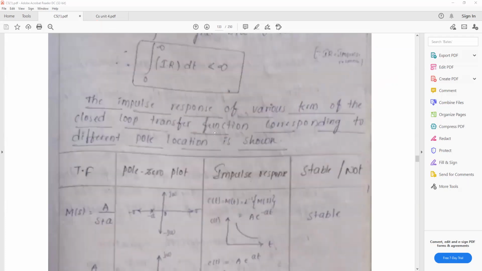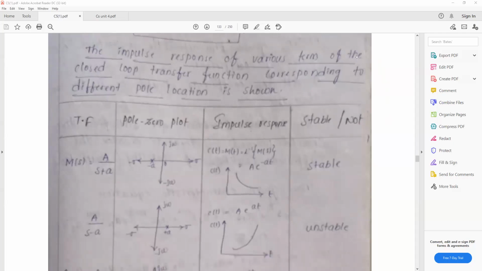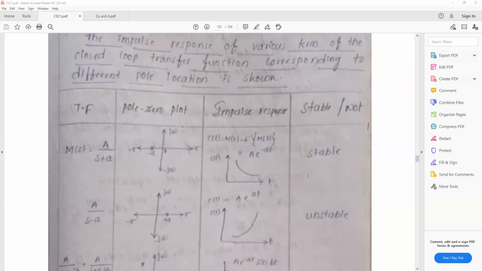Next, the impulse response of various terms of the closed loop transfer function corresponding to different pole locations is shown. Look here. In the given transfer function, M(s) is equal to a by s plus a. What is the pole of a by s plus a? Pole 1 is equal to minus a. Because the root of the denominator set equal to 0 gives s equal to minus a. Denominator roots are called poles, so the pole is equal to minus a.